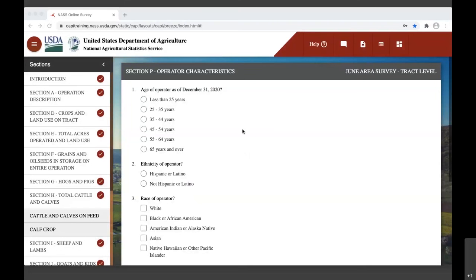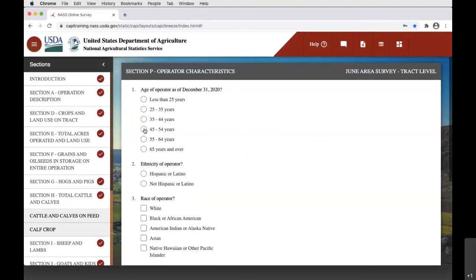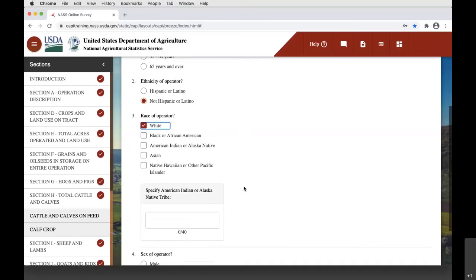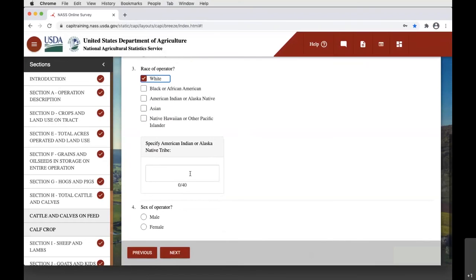The operator characteristics section is very similar to what we've been asking for several years. What is the age of the operator as of December 31st, 2020? What is the ethnicity of the operator, Hispanic or not Hispanic? Is the race of the operator white, Black or African American, American Indian, Alaskan Native, Asian, Native Hawaiian, other Pacific Islander? If they are going to be American Indian or Alaskan Native tribe, we do want to specify that here. And then we want to put in the gender, male or female.